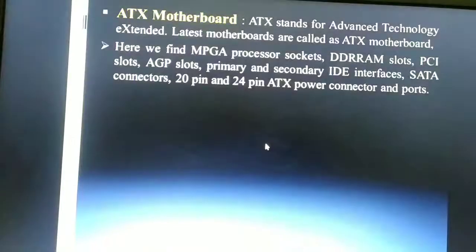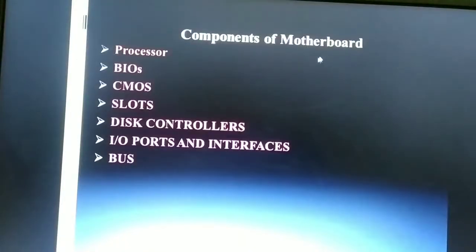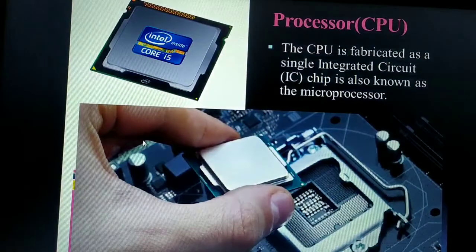So moving on to the next topic, the components of the motherboard. What are the different components? The processor is placed on our motherboard. BIOS, basic input output system, then CMOS battery, different types of slots like PCIe, AGP, disk controller, input output ports and interfaces, and bus. These are the different components which have been mounted on our motherboard. Moving on to the first one, that is the processor. The processor is the first one we have to discuss here.